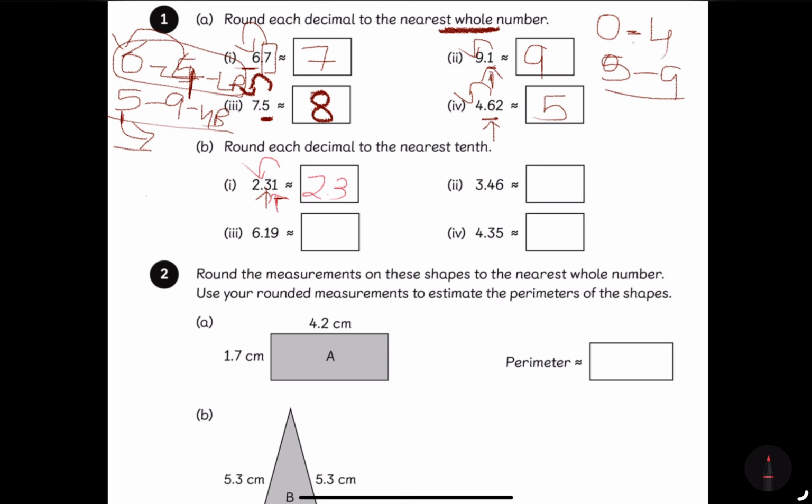Second question, 3.46. I will look at the number next to the tenth, which is 6, and it's in the higher band. Let me add 1. Therefore, 3.5. Let's go ahead, my friends. Now, it's 1 that I have to round, but who's going to decide? Number 9. So, I will add 1 to my 1. So, 1 plus 1 is 2, hence the number becomes 6.2.